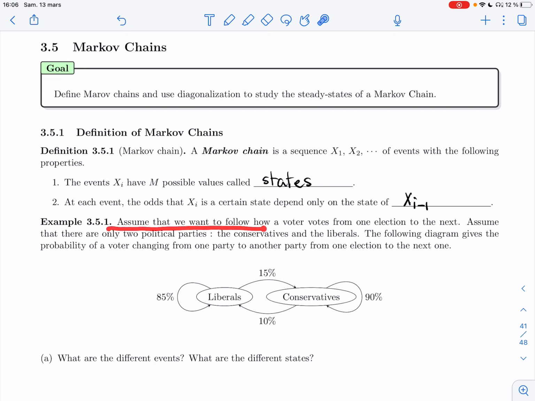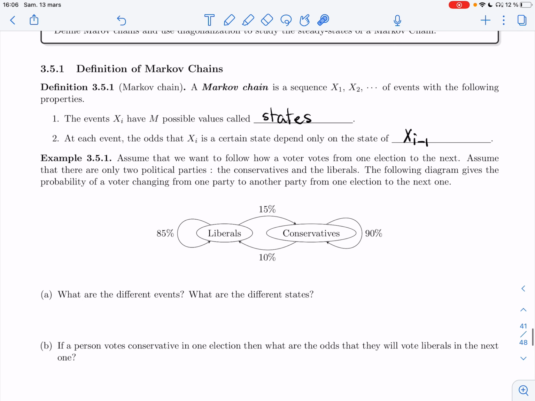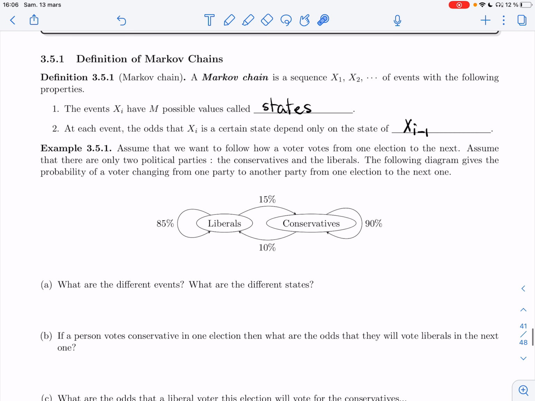Assume that we want to follow how a voter votes from one election to the next. Assume that there are only two political parties, the Conservatives and the Liberals. The following diagram gives the probability of a voter changing from one party to another from one election to the next one. All right, so let's try to see how this fits the Markov chain definition.